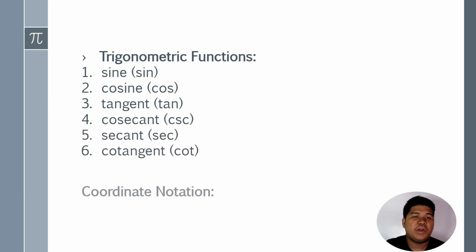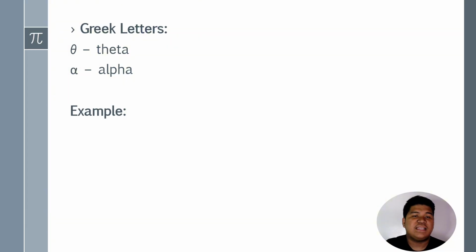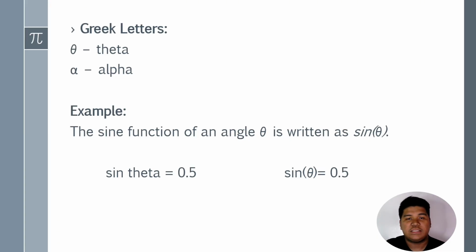We also have coordinate notation. Ordered pairs of x and y represent points in the unit circle. We also have Greek symbols like theta and alpha, which commonly denote angles. For example, the sine function of an angle theta is written as sine theta. Using improper notation such as writing sine theta equals 0.5 without parentheses can lead to confusion. Now let's move on to the unit circle.